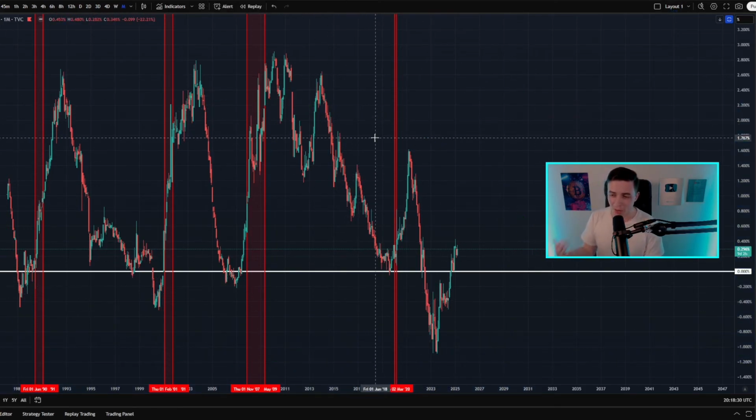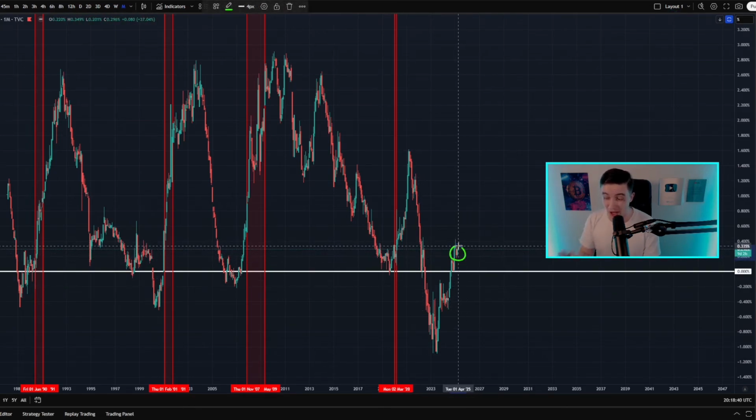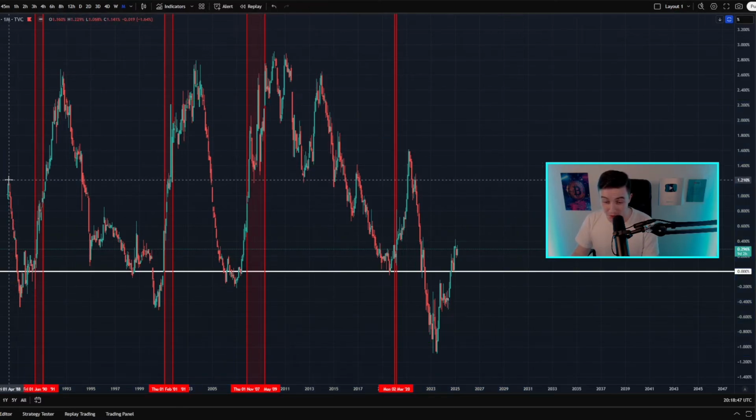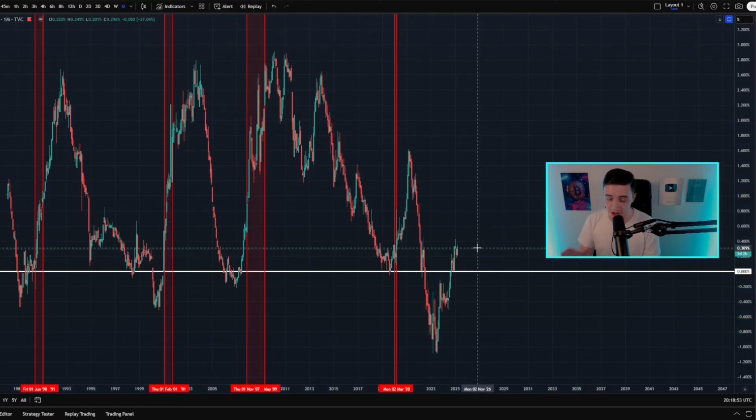But if we're looking at what the outcomes were of all of these signals right here on this 10-2 yield spread chart, this is on the monthly time frame, by the way, so each one of these candles is one entire month. And so this chart right here dates all the way back to around 1988. So we're looking at around 30 to 40 years worth of price history on this chart.